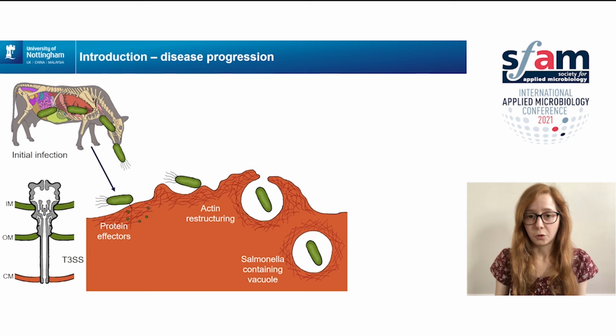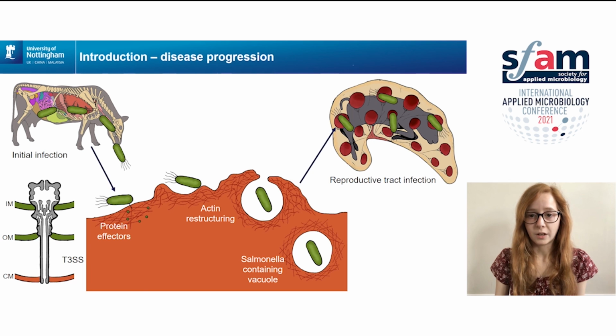Salmonella Dublin have been isolated from liver, heart, lungs, lymph nodes, and the reproductive tract, including in the placentomes of pregnant females.